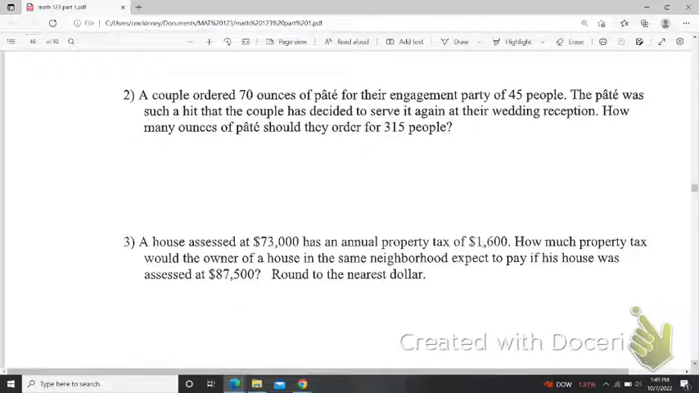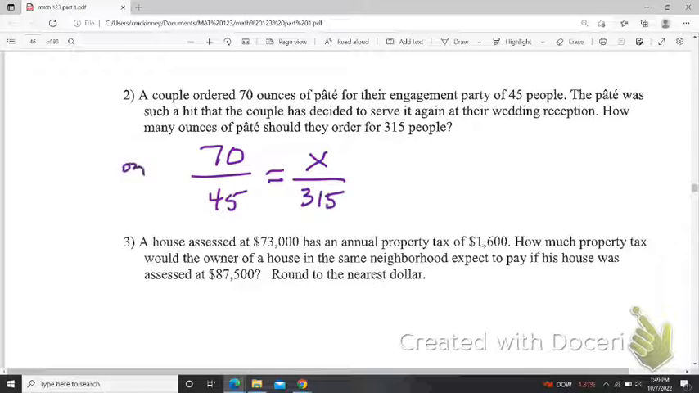So here I've got pate and people. So 70 ounces of pate for 45 people. And then how many ounces? So I don't know the ounces. 315 people. So these are my ounces. These are my people.